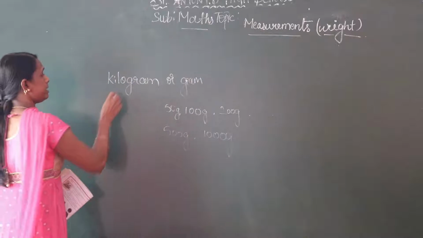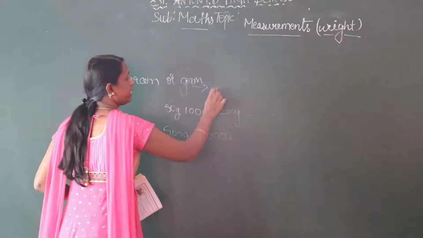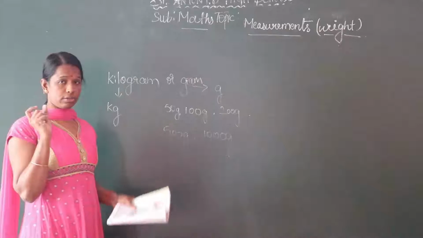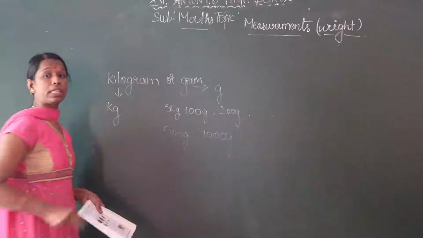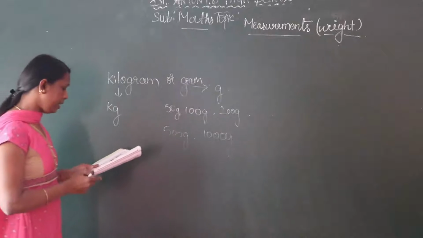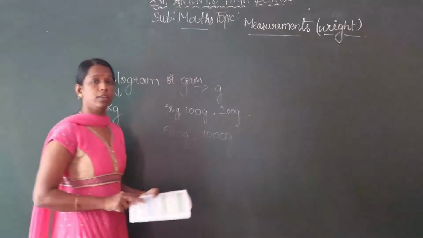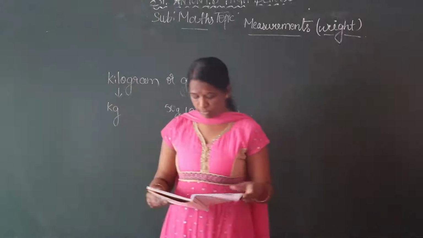Kilogram is expressed in kg. Gram is expressed in g. Okay. The symbol for kilogram is kg, and the gram is expressed in g. Okay children, so this is a bit of the weights. So you have to weigh some of the things in your surrounding.